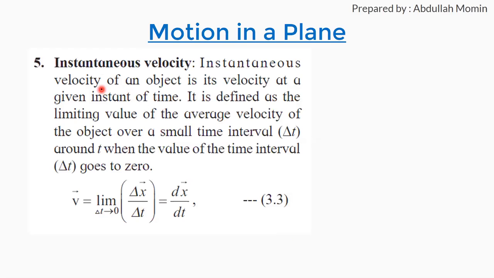Next is instantaneous velocity. Instantaneous velocity of an object is the velocity at a given instant of time. It is defined as the limiting value of the average velocity of the object over a small time interval when the time interval goes to 0. So limit delta t tends to 0, delta x upon delta t, that is displacement upon time. It can also be written as dx upon dt, and this is your derivative, which we are going to study in the second chapter, that is mathematical methods. So instantaneous velocity is dx upon dt, or limit delta t tends to 0, delta x upon delta t.